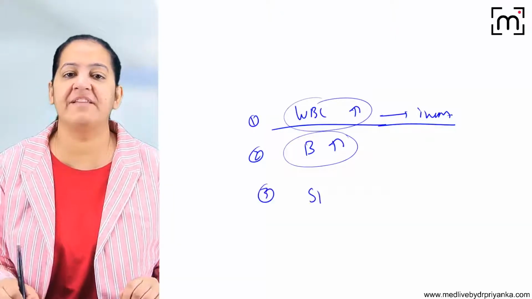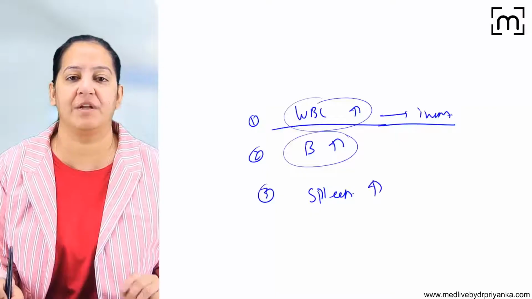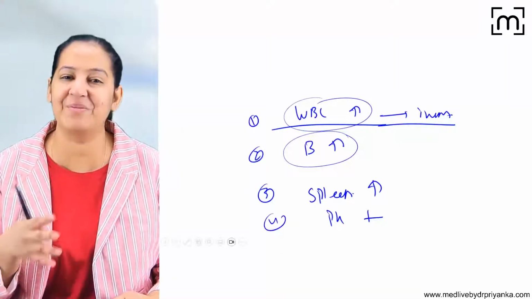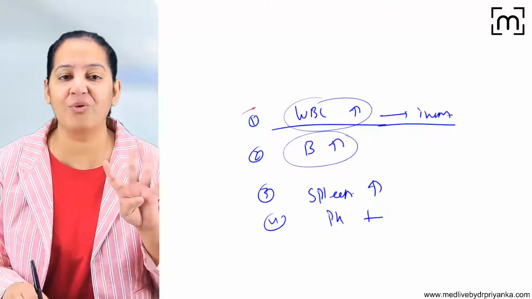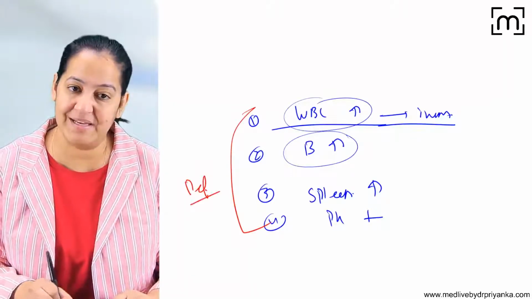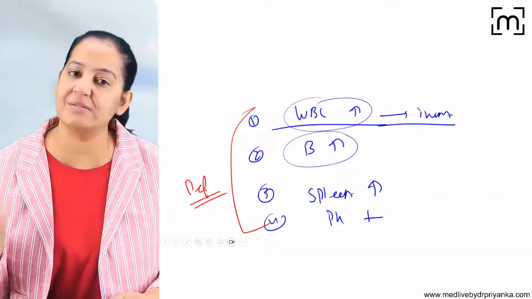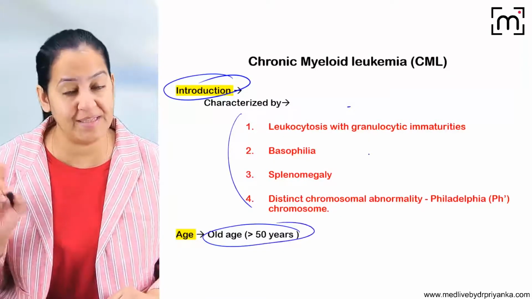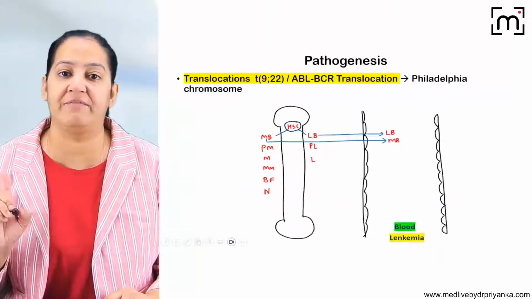Number three, the patient is having splenomegaly. The spleen is enlarged. And number four, the Philadelphia chromosome is present in the cytogenetics. What is the Philadelphia chromosome? I will let you know. First, learn the four things present in the definition of CML. Any human being having these four things, I will say the person is having CML. The age: it usually occurs in old age. Please learn the age, it's specific. It's more than 50 years.